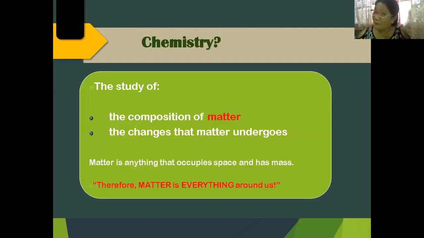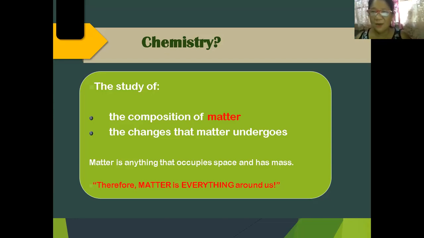Of course, the first thing that we should know is we should define what chemistry is. Chemistry is a branch of science that deals with matter. If you talk about matter, it's the composition of matter. Composition has something to do with the content of the matter. We will also delve into the changes that matter undergoes, or how it is being transformed. What happens if there is a chemical reaction, and what will be its product? That is known as the transformation of matter, or the changes that matter undergoes. Another thing also is its reaction, the reaction mechanism in the matter.